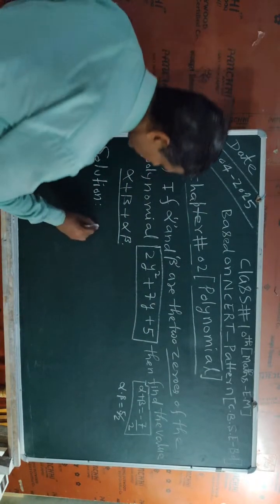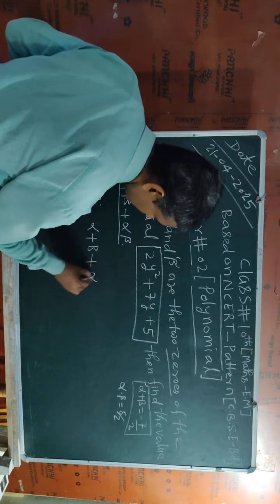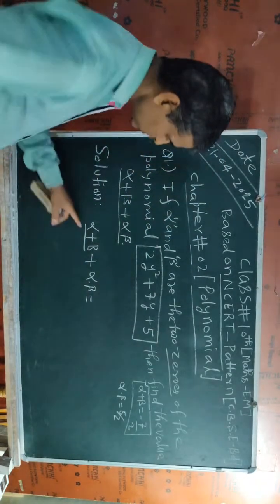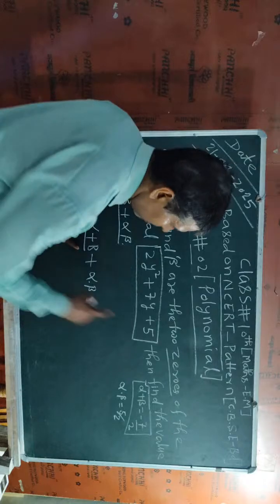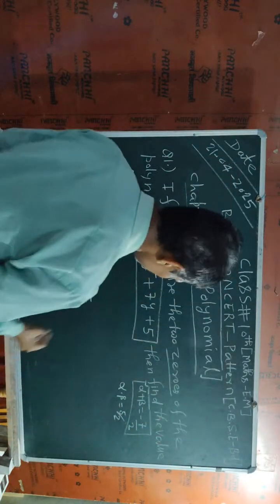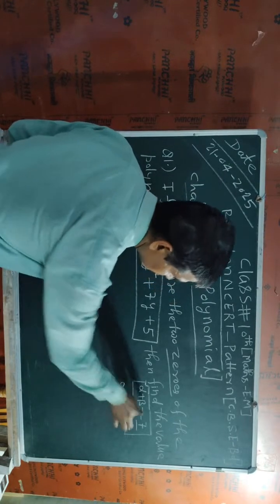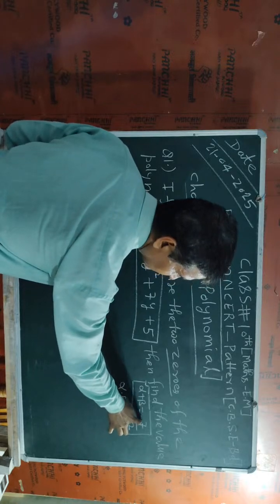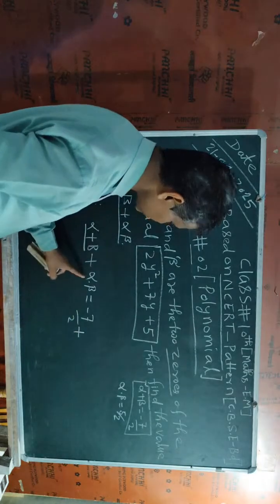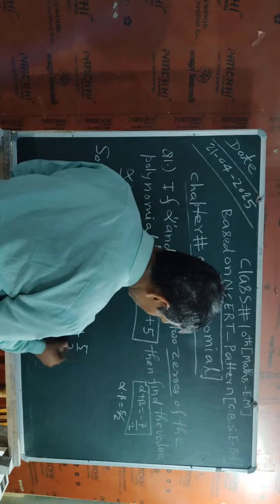Now here I am going to write alpha plus beta plus alpha into beta. Okay, student. So I am going to put the value of alpha plus beta, which is given as -7 divided by 2. Alpha plus beta is equal to -7 divided by 2. Here a plus sign is available, so I will put a plus sign. Alpha into beta is given as 5 by 2.